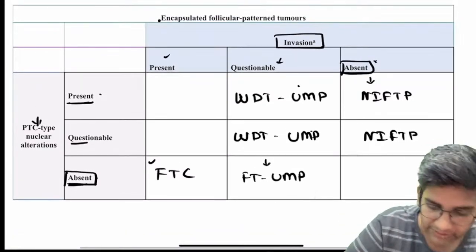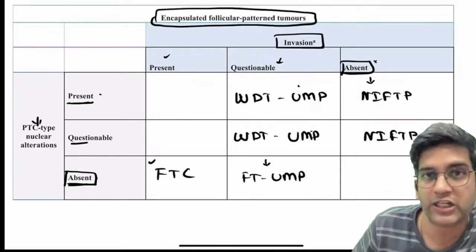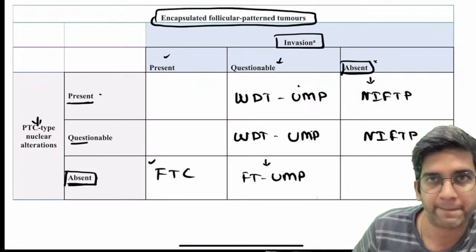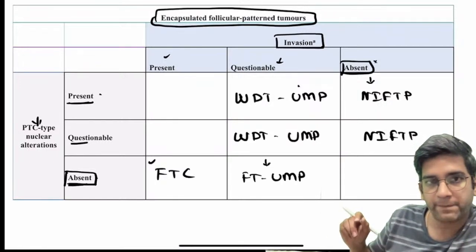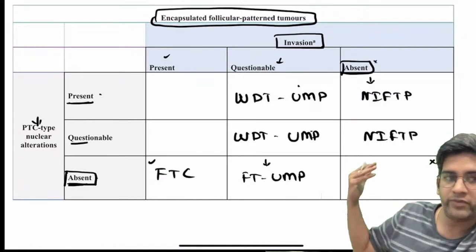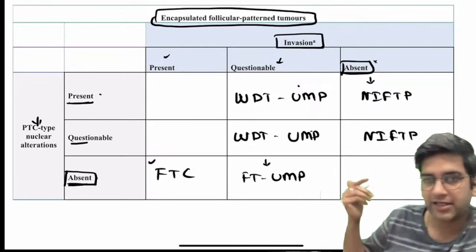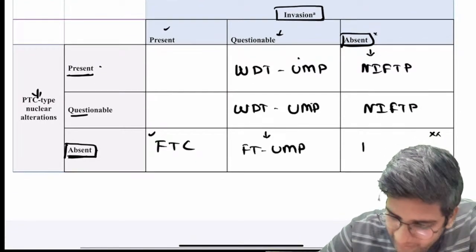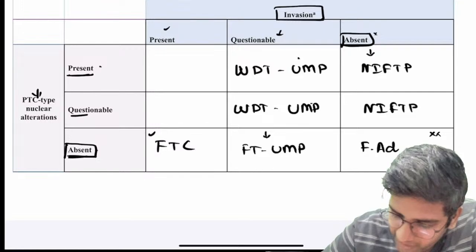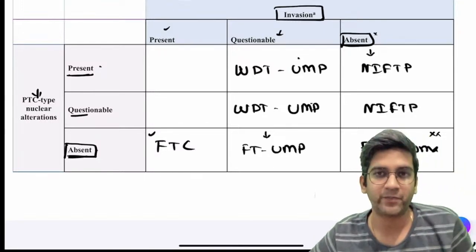By the way, all of this will have the same follicular pattern. All of this will be in follicular pattern tumors only, not in papillary pattern tumors. Remember that. Follicular pattern tumor, no nuclear features of papillary carcinoma thyroid, no invasion. Who will come there? It's an easy guess. Amazing. I'll have follicular adenoma. Simple. Done. That's all, right?